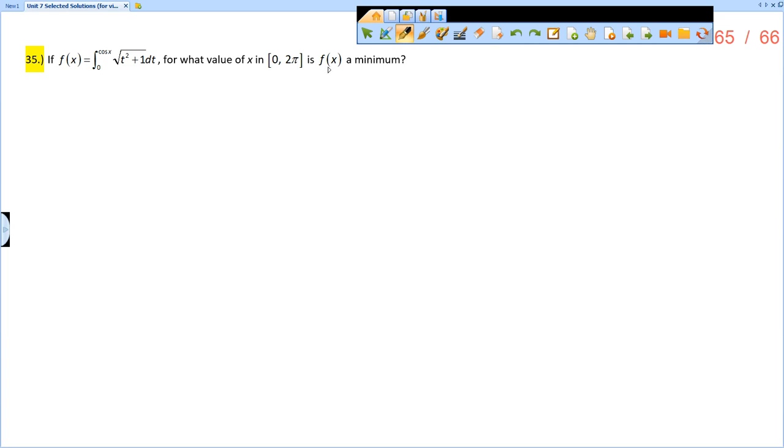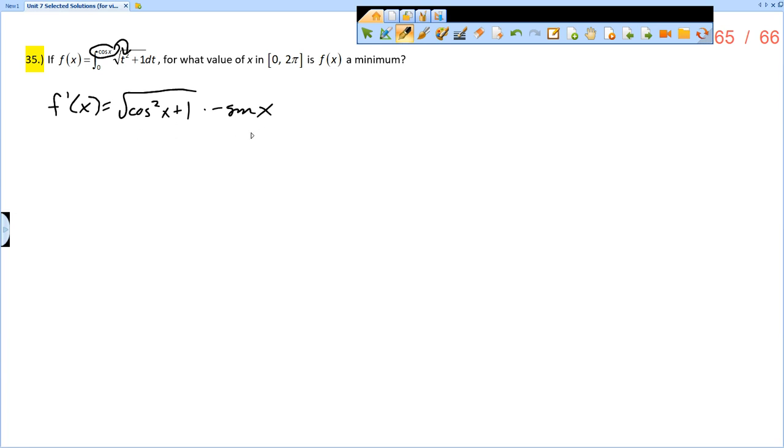So how do we know when a minimum occurs? Well, remember, that's going to be where f prime changes from negative to positive, or at an endpoint, because this is a minimum, not a local minimum. And so I'm going to find f prime of x. We're going to use the second fundamental theorem of calculus. So that says to take cosine of x and plug it in for t and then multiply by the derivative of cosine. So I get the square root of cosine squared x plus 1, and then times the derivative of cosine, which is negative sine of x. So that's f prime.